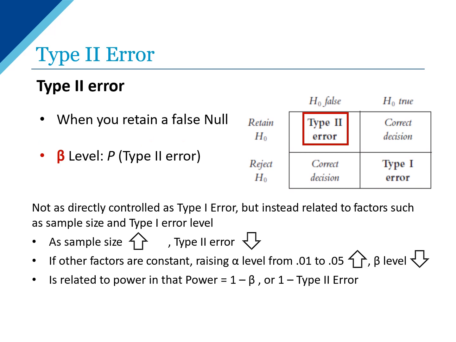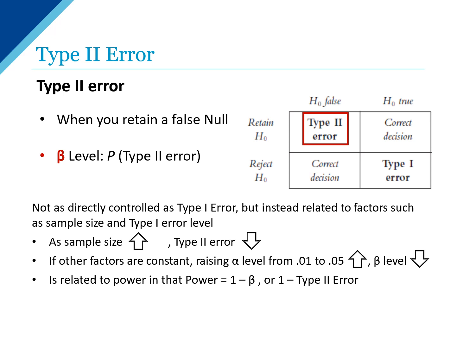In type 2 error, this is when we retain a false null. So we failed to reject a false null. And this is called beta. It's the probability of type 2 error.